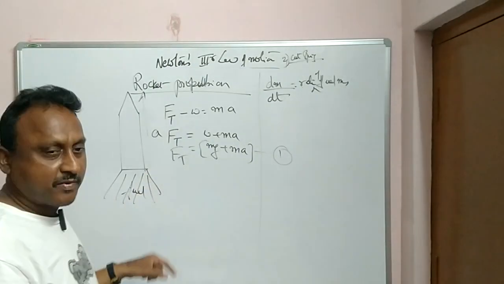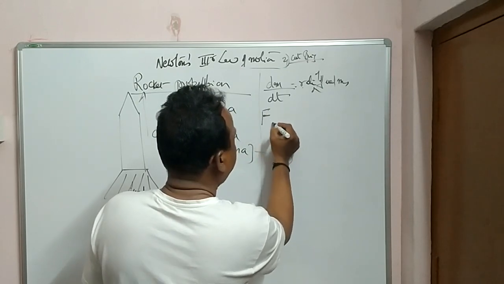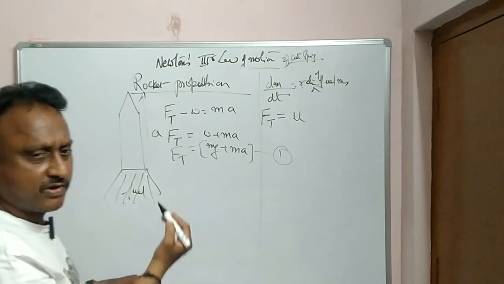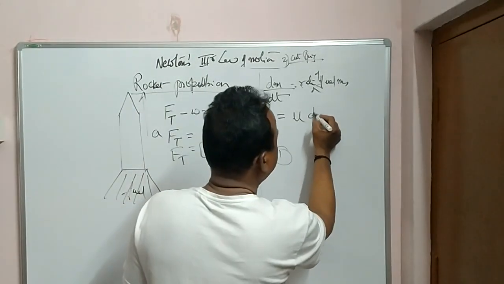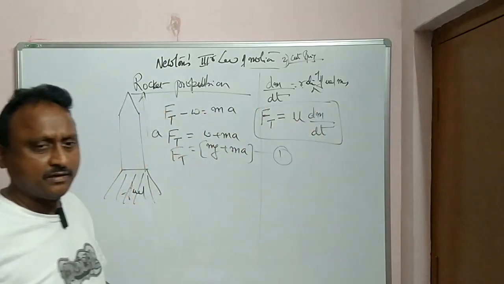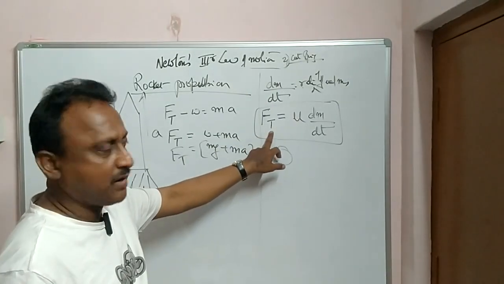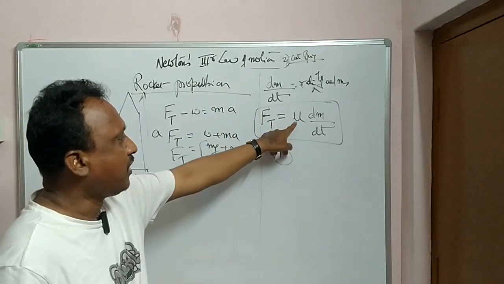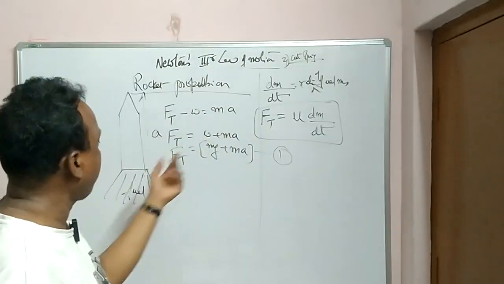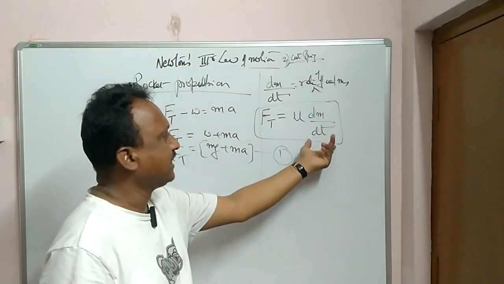So another formula for the rocket principle is: thrust, upward thrust, is equal to horizontal velocity, the velocity with which it is going, u, into dm by dt. Very, very important formula for solving numericals in rocket problems. ఇక్కడ Ft అంటే thrust, upward thrust acting on the rocket. u is the velocity, it will be given. And dm by dt అంటే ఏంటి ఇక్కడ? Rate of fuel coming out. dm, mass of the fuel, dt, time.